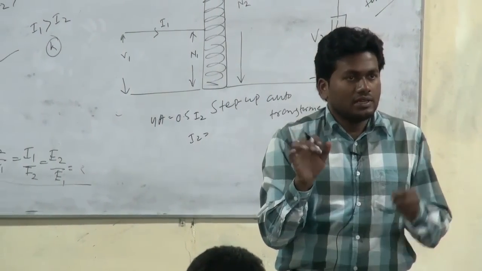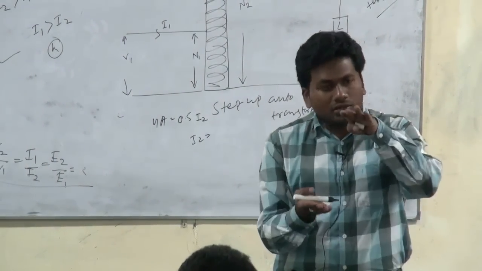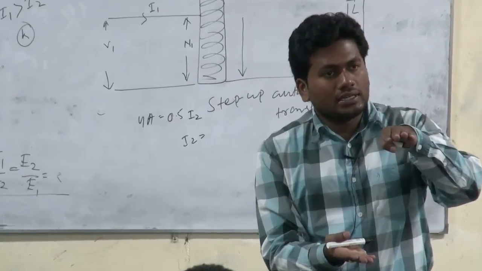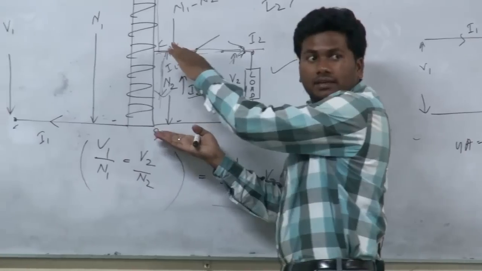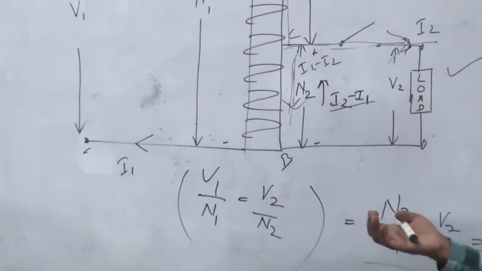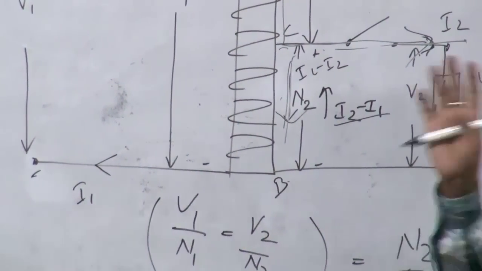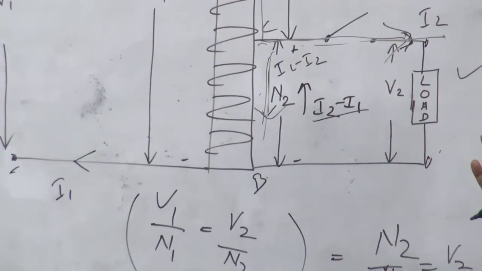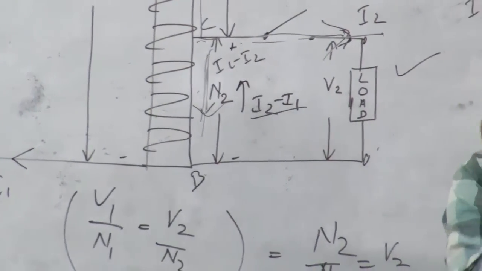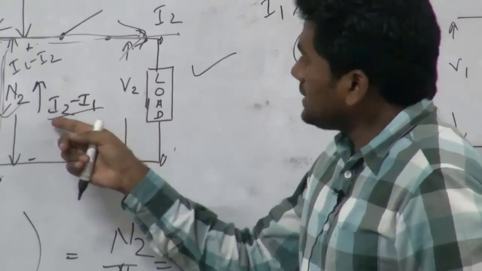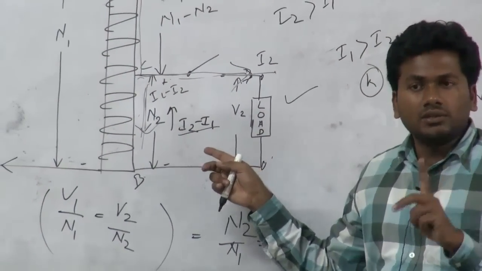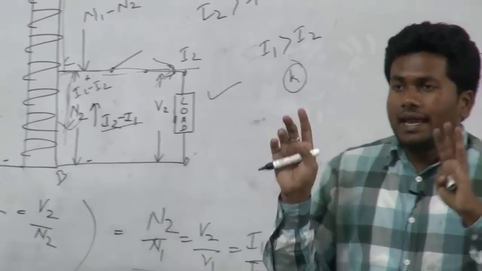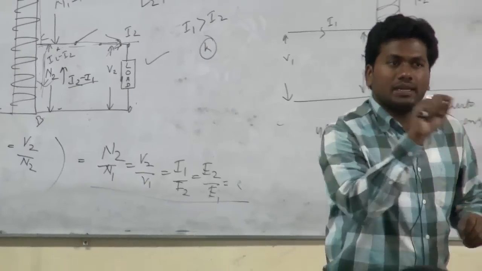Are you getting or not? I1 minus I2 is the amount of current flowing in the transformer, in the secondary winding. Here I1 minus I2 is flowing. But what we have is that there is some MMF which is opposing the applied primary voltage. Whatever MMF is opposing the applied voltage, that is due to I2 minus I1. So MMF is there for the primary and secondary also.